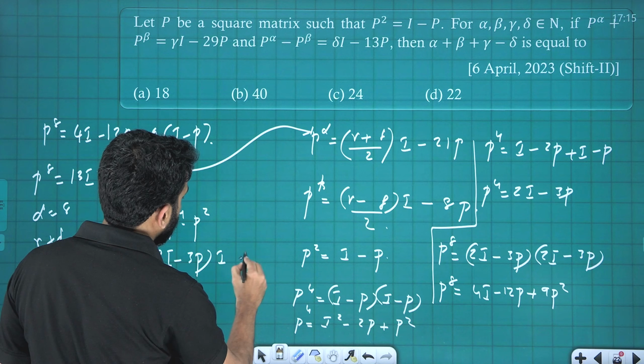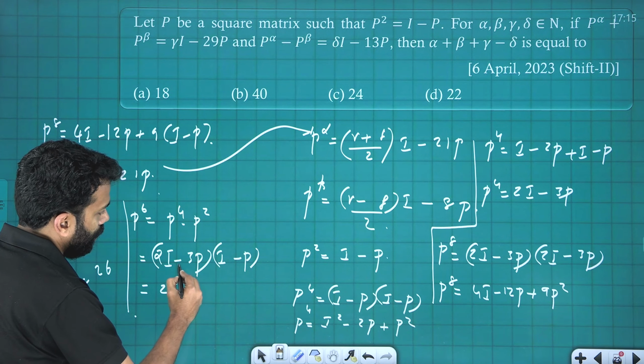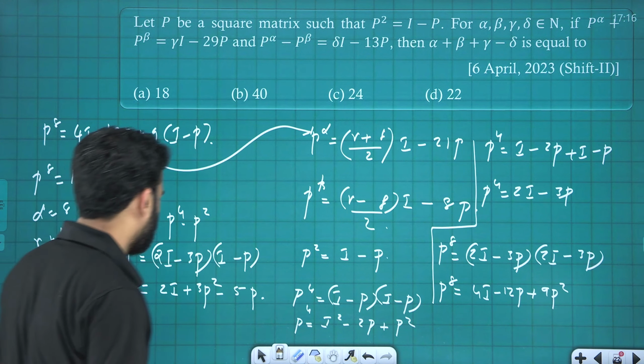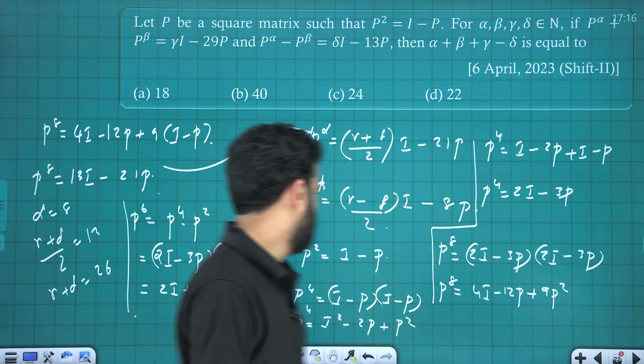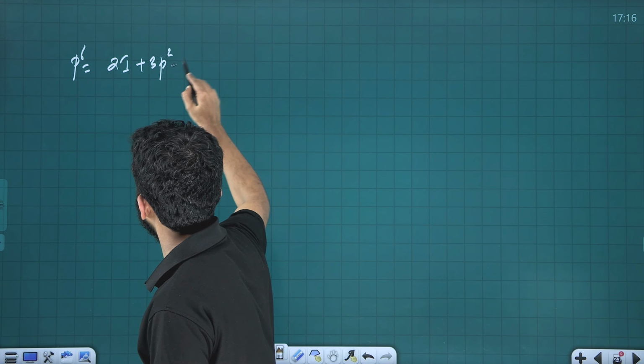It's given I minus p. Okay, and if you open the bracket, it will be 2i into I, 2i, plus 3p square, minus 2p minus 3p, minus 5p. Okay, we should move to the next page. It's getting compressed here. Therefore p raised to 6 is equal to, I need to shuttle between two pages, 2i plus 3p square minus 5p.